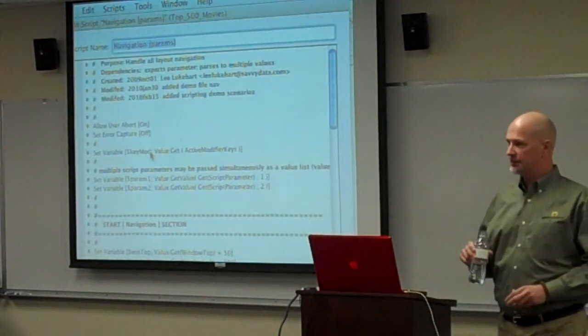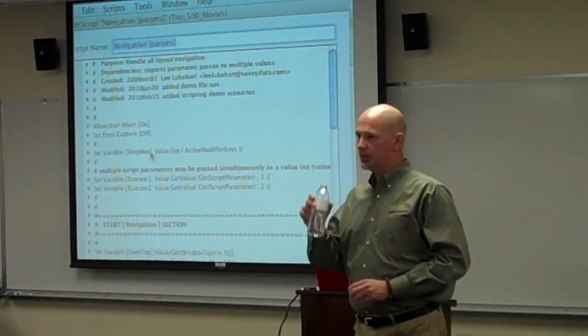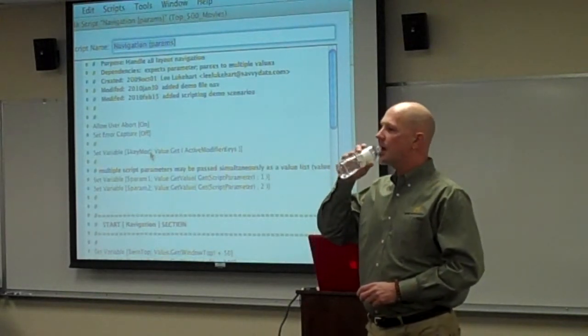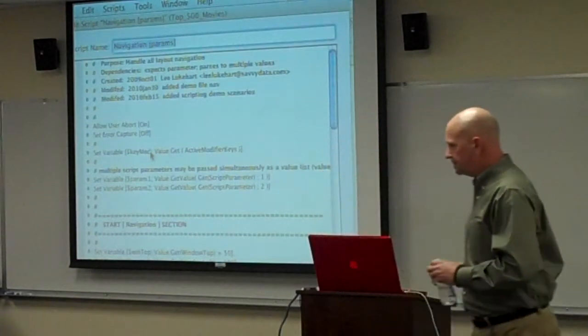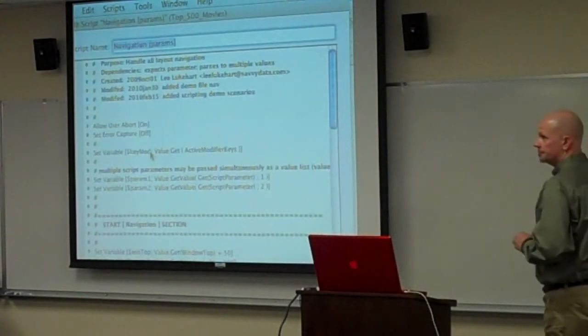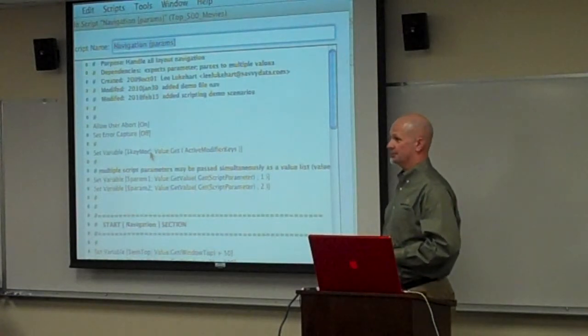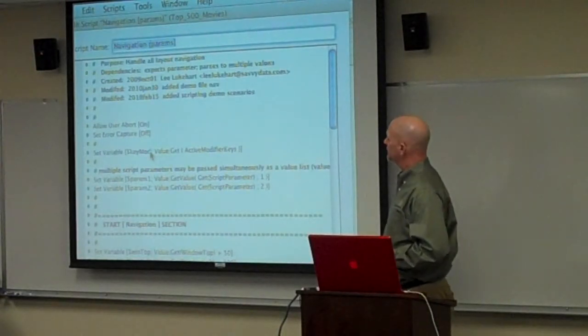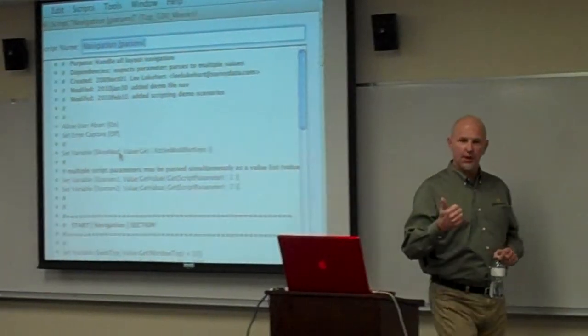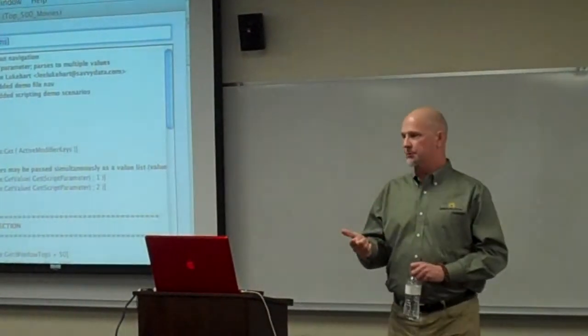Does anybody want to chime in about what the scope of allow user abort is? Isn't it the current script and any subscripts that... How far down? I want to talk about scope of this step and also script variables.